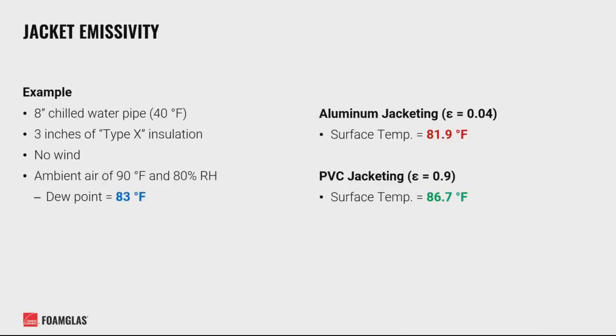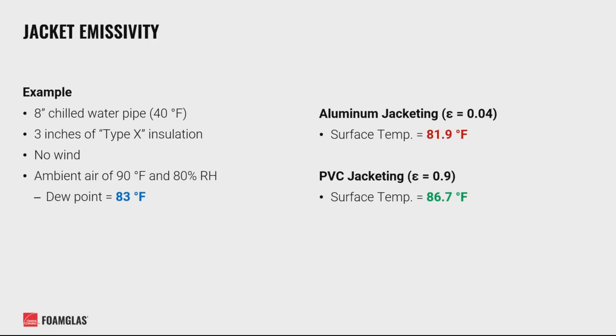Here we can look at exactly how this effect comes into play in our design considerations. In our example, we have two 8-inch chilled water pipes operating at 40 degrees Fahrenheit, each insulated with an unnamed Type X insulation. There's no wind and the ambient air is 90 degrees with 80% relative humidity, giving us a dew point of 83 degrees Fahrenheit.